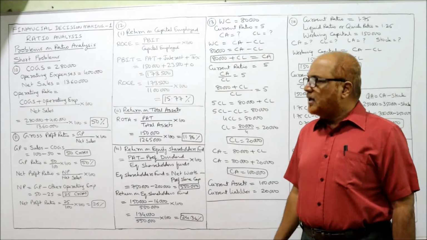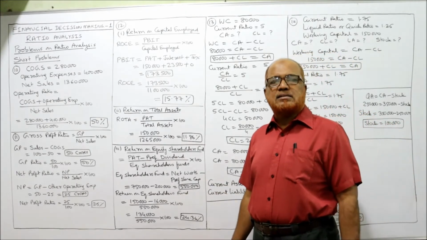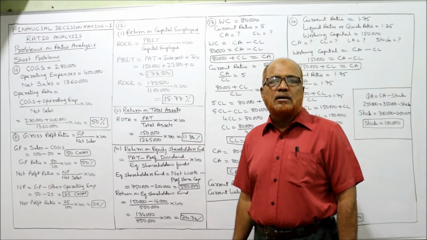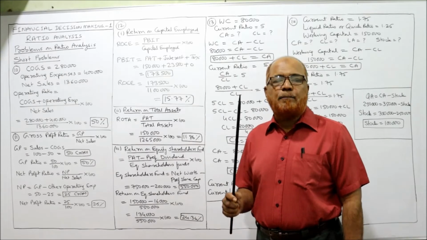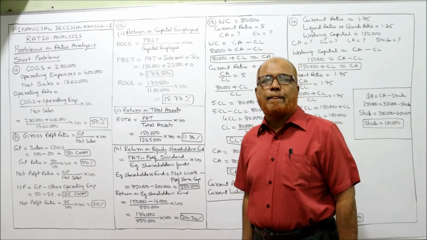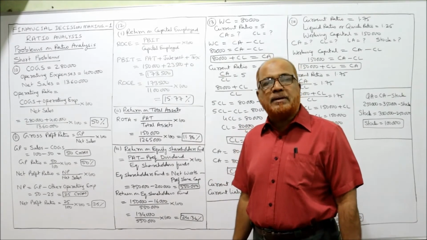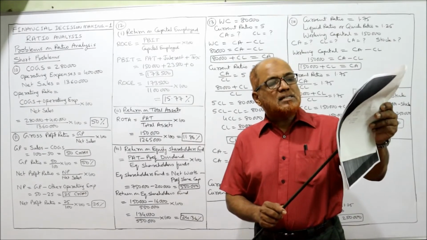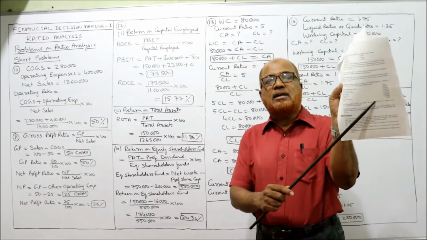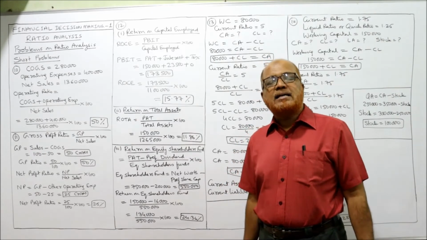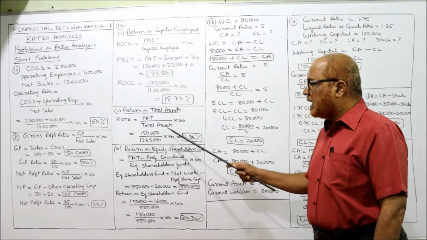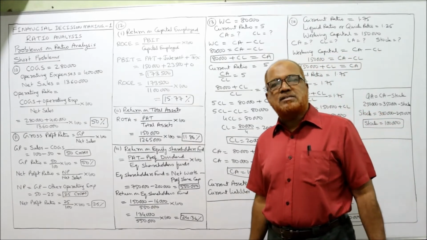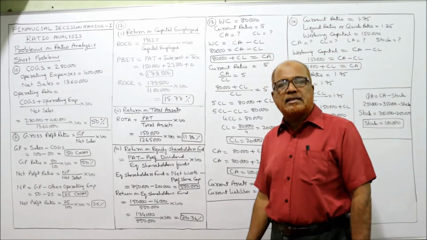That's it. Next, return on total assets. PAT divided by total assets into 100. Whenever we are calculating the profitability ratios, multiply by 100, because we need percentages. So PAT is given as 1,50,000 and total assets are also given directly in the problem, 12,65,000. So 1,50,000 by 12,65,000 into 100, 11.86% is the return on total assets.